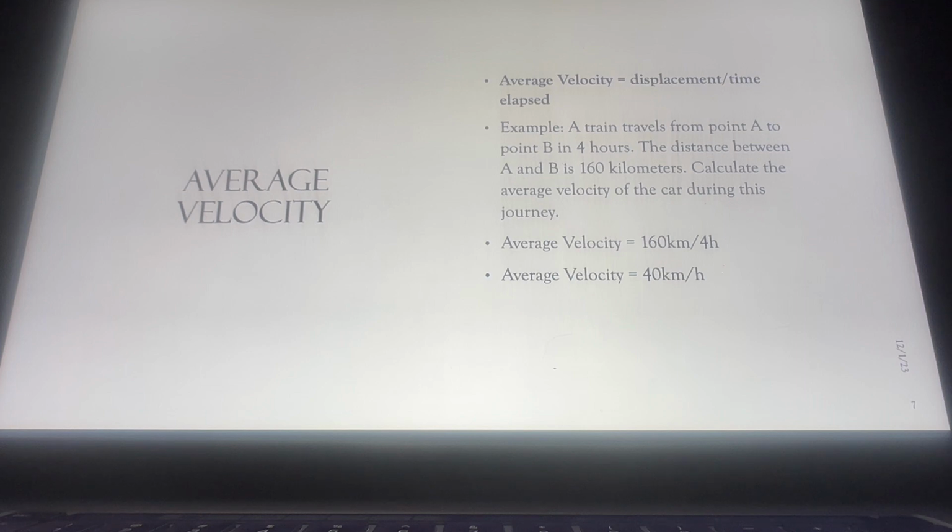So a train travels from point A to point B in 4 hours. The distance between A and B is 160 kilometers. Calculate the average velocity of the car during this journey. So we have the average velocity, which is equal to 160 kilometers divided by 4 hours. You would just plug those values into that formula from the top. And as you can see, we have an average velocity of 40 kilometers an hour.